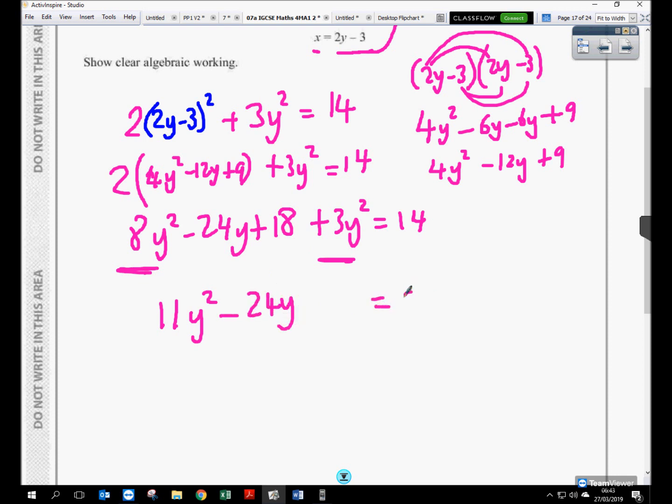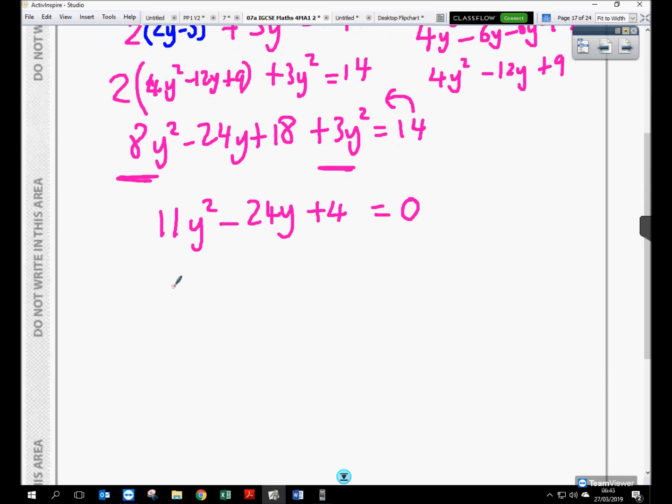Now I know that this is a quadratic, and quadratics should equal 0. So if I subtract 14 from both sides, then it will make 18 take away 14 is 4. Okay, this looks like a quadratic in y now. So we write down our a, b, and c. We can factorise this, use the formula. So a is equal to 11, b is equal to negative 24, c is equal to 4.